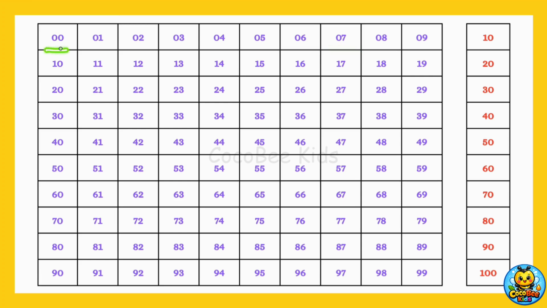Which family does the number 7 belong to? It belongs to the family of zeros. And 7 lies between which two numbers? Zero and 10. Which family does the number 24 belong to? It belongs to the family of 20s. And 24 lies between 20 and 30.